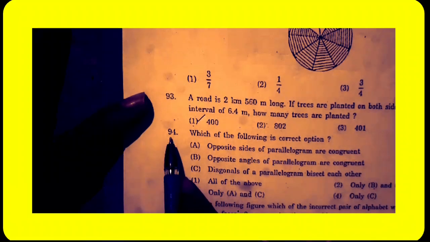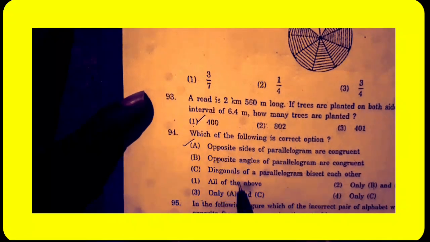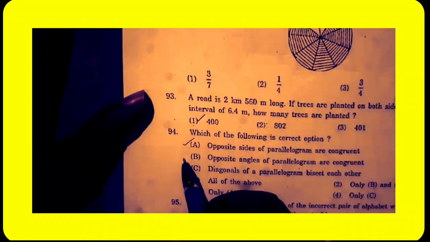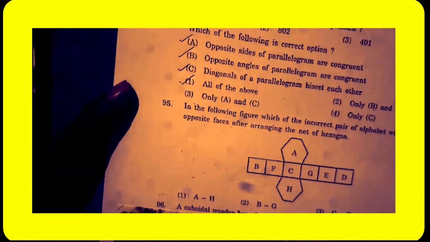Question 94, optional. Correct: opposite sides of a parallelogram are congruent. Correct: opposite angles of a parallelogram are congruent. Correct: diagonals of a parallelogram bisect each other. Our answer is all of the above. Question 96, opposite side is not correct.